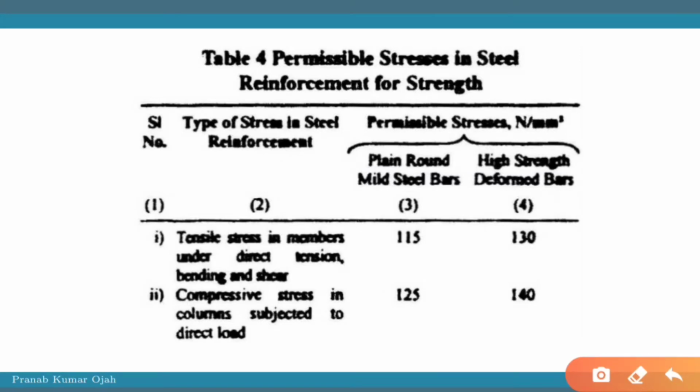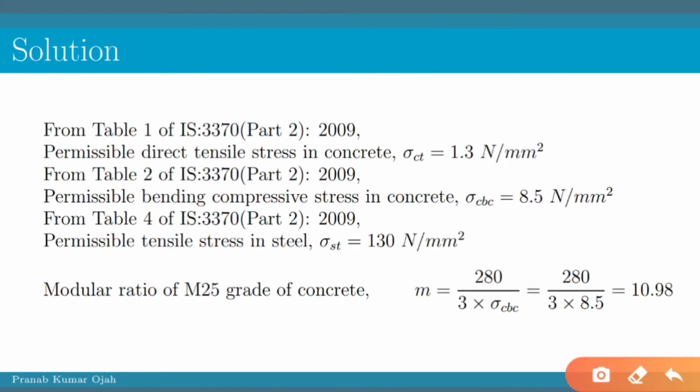The permissible stresses for high strength deformed bars, because we are using high strength deformed bars, not the mild steel bars. Okay. So for tensile stress in members under direct tension, it is 130 Newton per mm square. So this is 130.